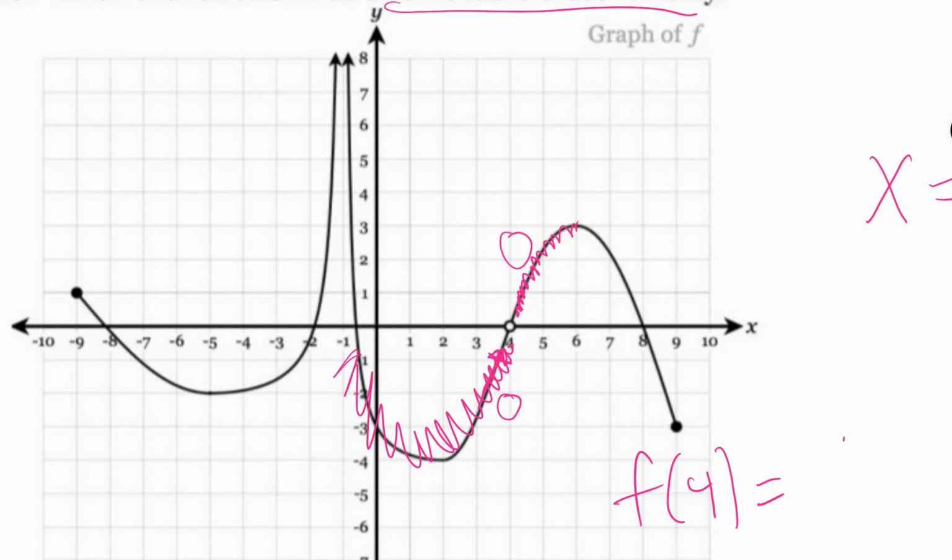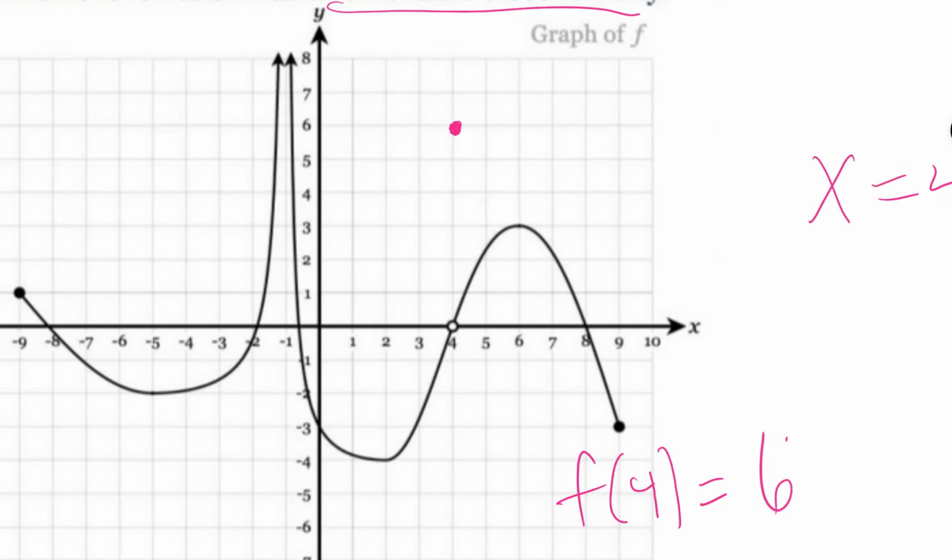Now, if I had said, okay, this is an empty circle, let me clear everything out, and I actually have a coordinate point at 4, this would also be a removable discontinuity, except the only thing that changes is that its output would now be 6 instead of being undefined. But its removable discontinuity would still exist at, once again, x equals 4.